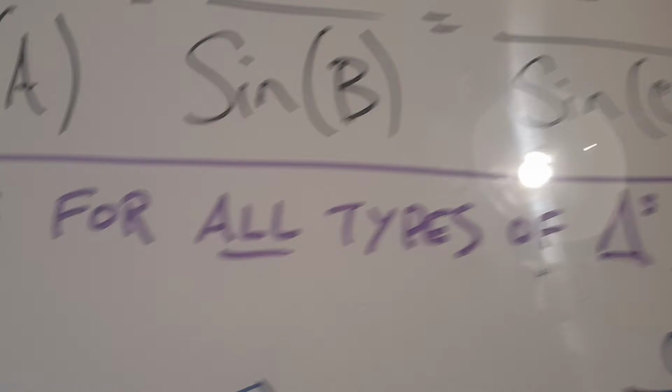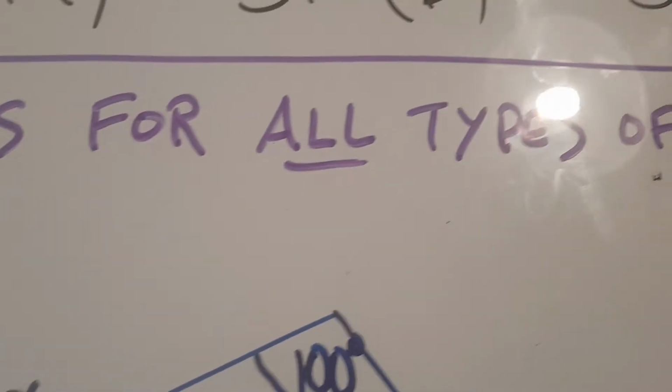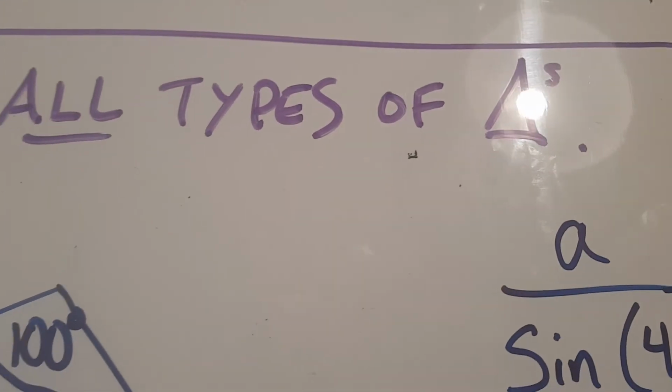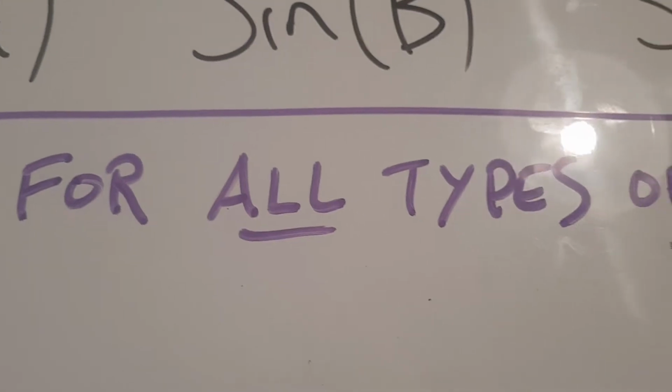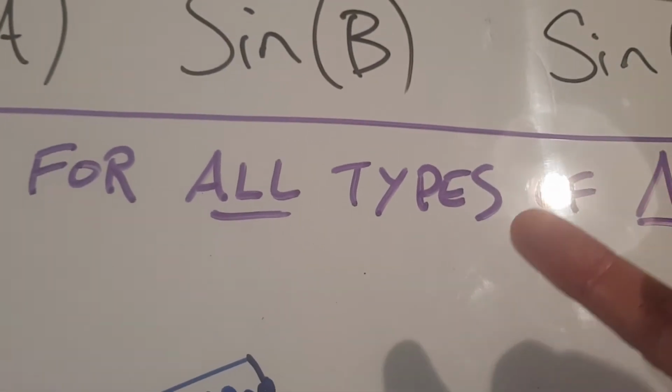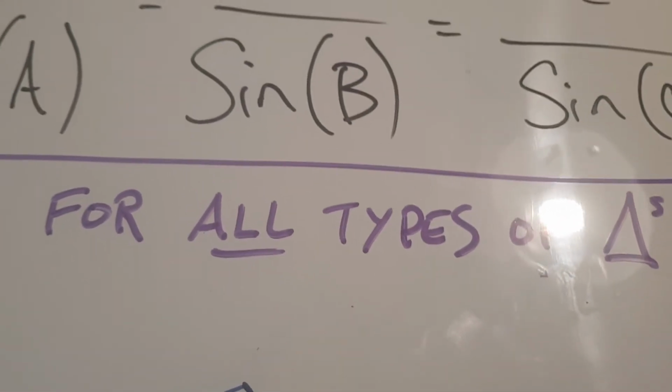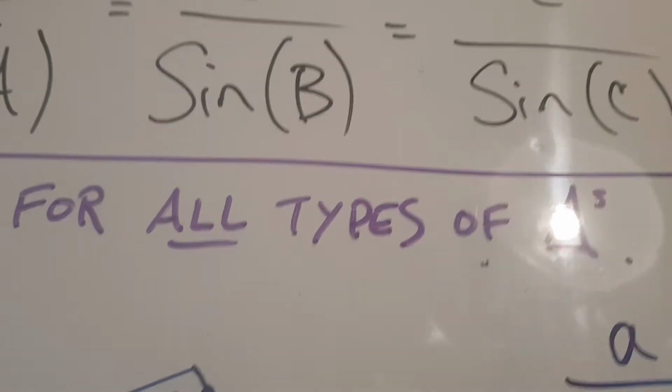Now, I want you to know that this is going to work for all types of triangles. Please add that to your notes, that the sine rule to find the length of a side is going to work for all types of triangles. That's right angle triangles, scalene, isosceles, etc.